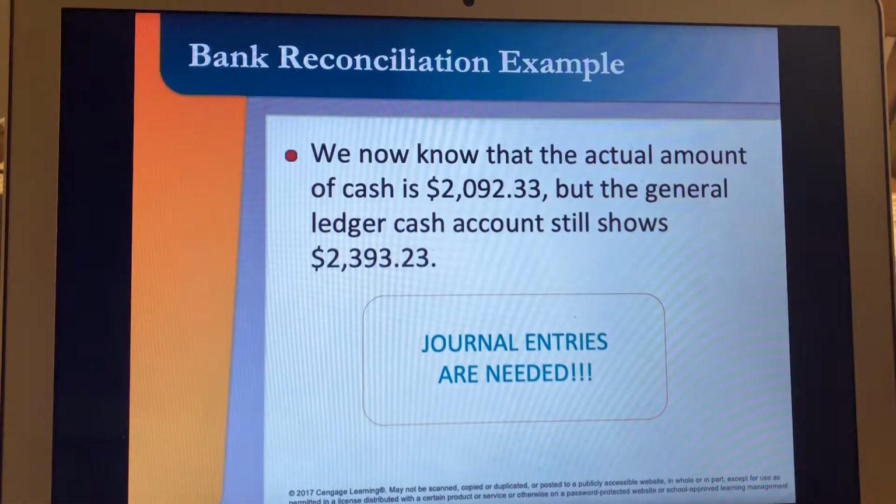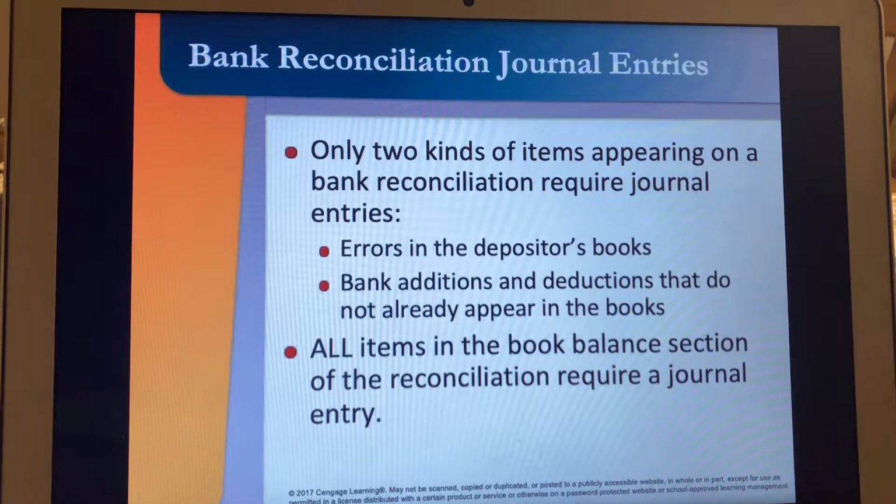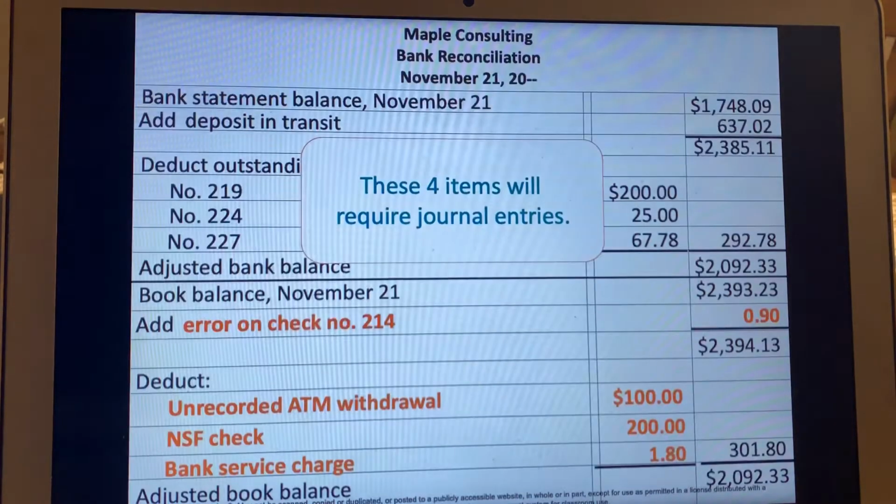So are journal entries needed? That is true. We made adjustments on there, so we've got to put them on the ledger. Only two kinds of items appearing on a bank reconciliation require journal entries: errors in the depositor's books, and bank additions and deductions that do not already appear in the books. All items in the book balance section of the reconciliation require a journal entry.